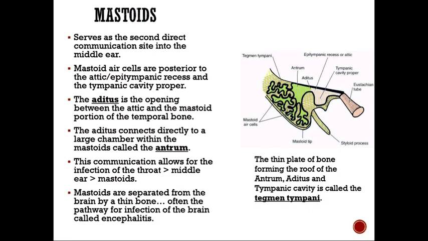Mastoids are separated from the brain by a thin bone, often the pathway for infection of the brain called encephalitis. And then lastly, that thin plate of bone forming the roof of the antrum, the aditus, and the tympanic cavity is called the tegmen tympani.